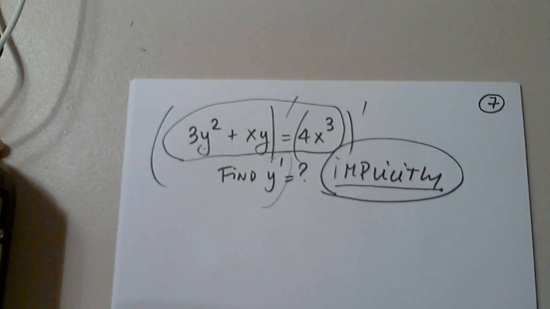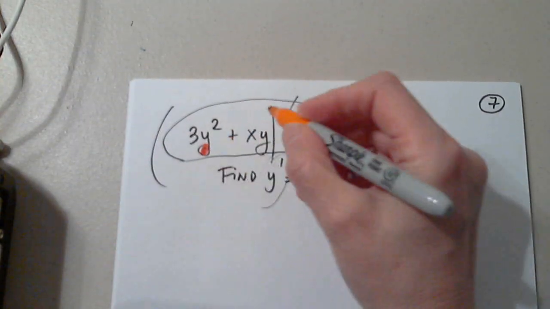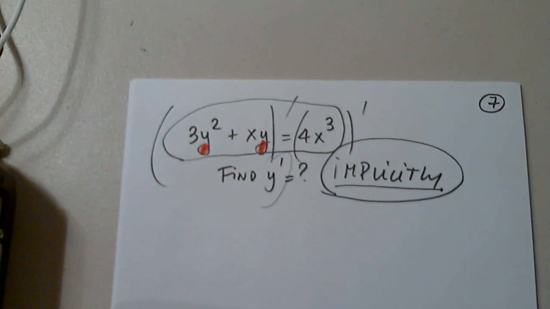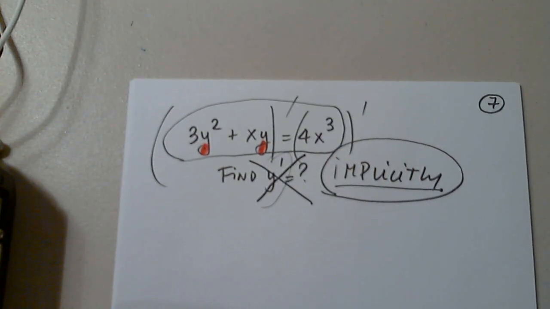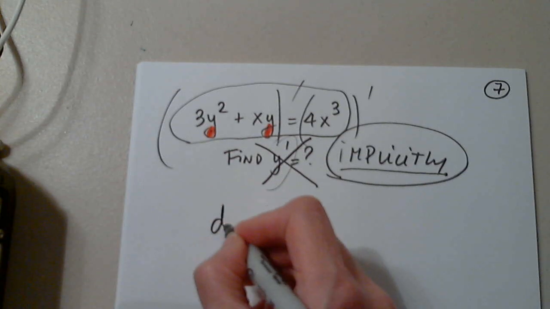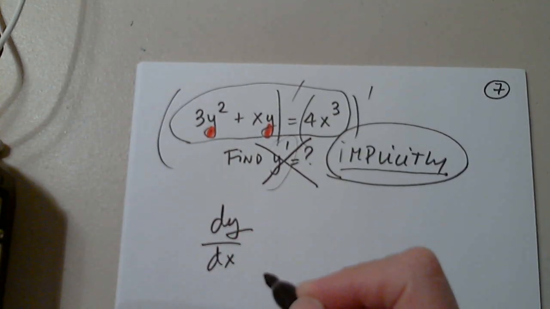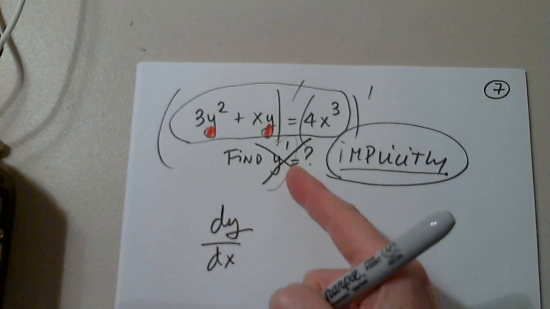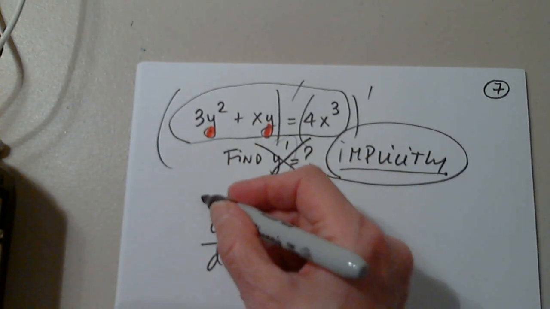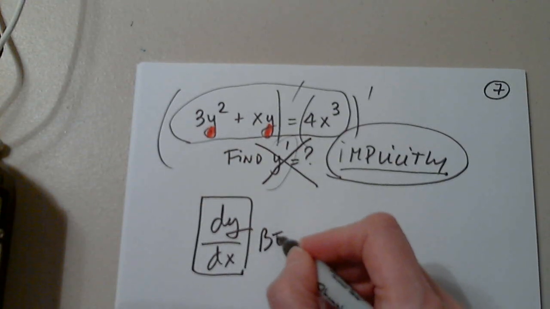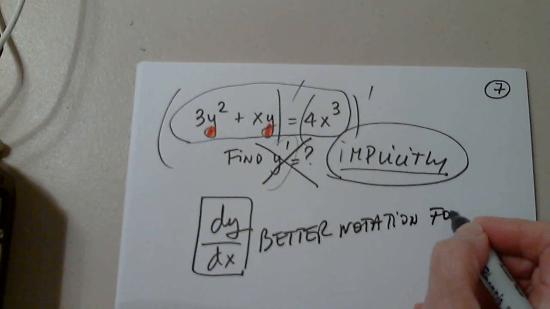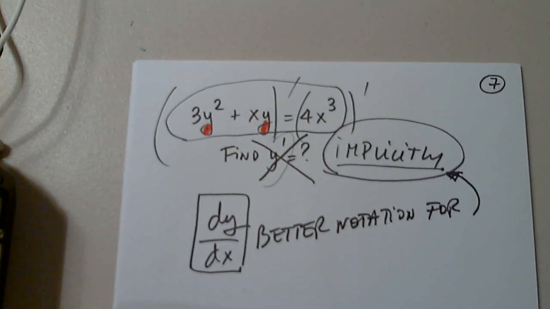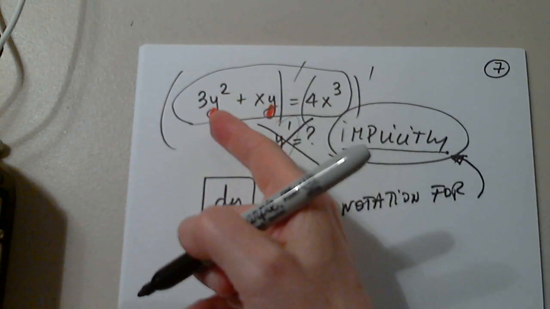So I'm going to put a little sign underneath y, a little colored dot, to remind me that y is a function of x. In addition, I'm not going to use this notation. Nothing wrong with it. But this is a better notation, dy over dx. This may be lost in the equation, but this one will not be lost in the equation. Better notation for implicit differentiation.